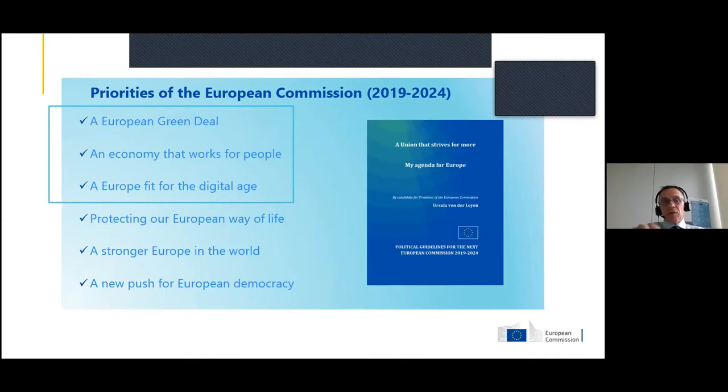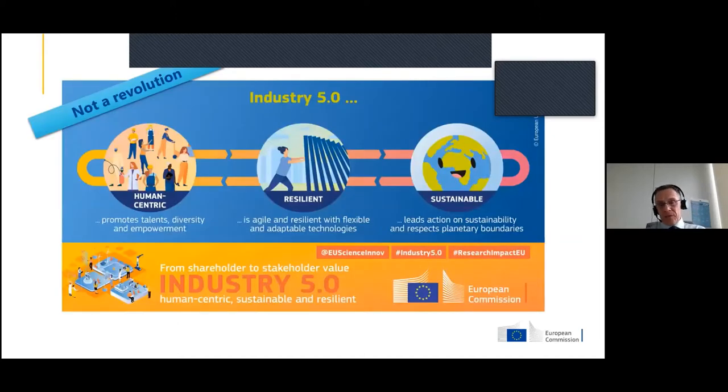So what we call, we have to build an economy that works for people. And basically these three elements are already the pillars of the Industry 5.0 concept. So Industry 5.0 is an industry which is sustainable. So it leads actions on sustainability and respects the planetary boundaries. It's an industry which is resilient. So it's adaptable, it's flexible, it can adapt to changing circumstances, and it's agile and forward looking. And last but not least, Industry 5.0 is a human-centric industry. So it promotes talents, it promotes diversity, and it empowers people.